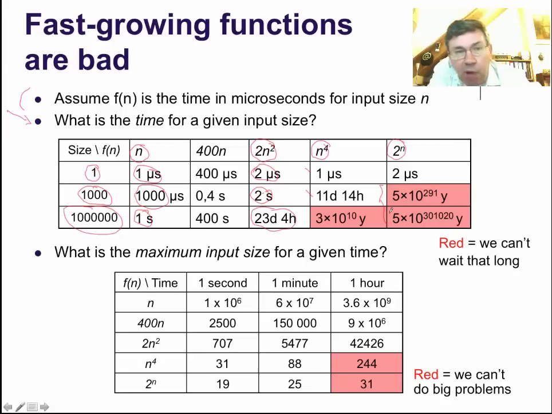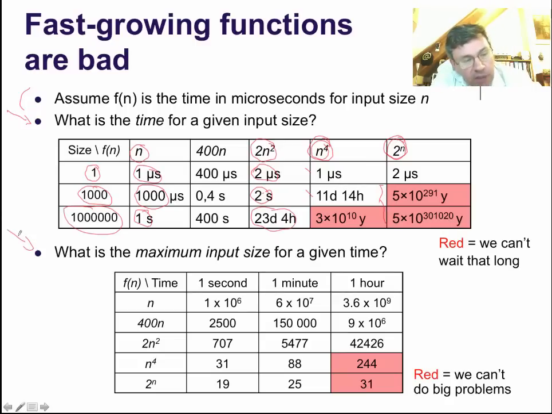So these red blocks here are a number of years that I really don't want to wait that long. I don't really want to wait 10 billion years to get an answer, or 10 to the 301,020 years. I don't want to wait so long. So there's a problem with these guys, 2 to the n and n to the 4th. We notice for big problems, we can't really solve them. We don't have the time.